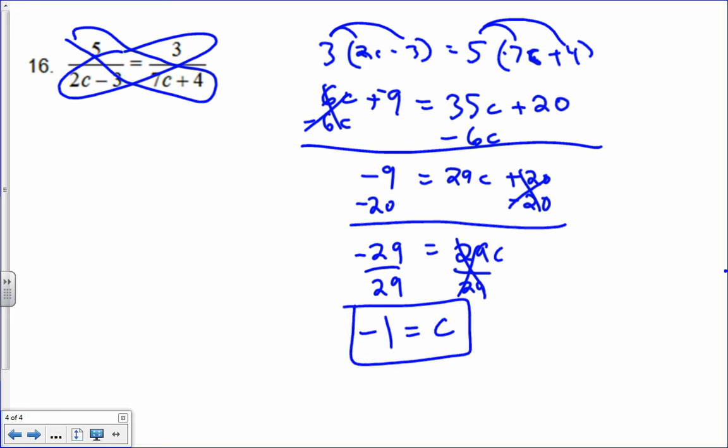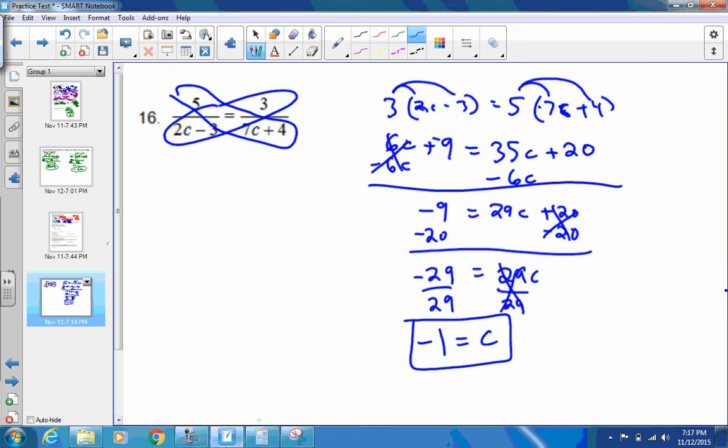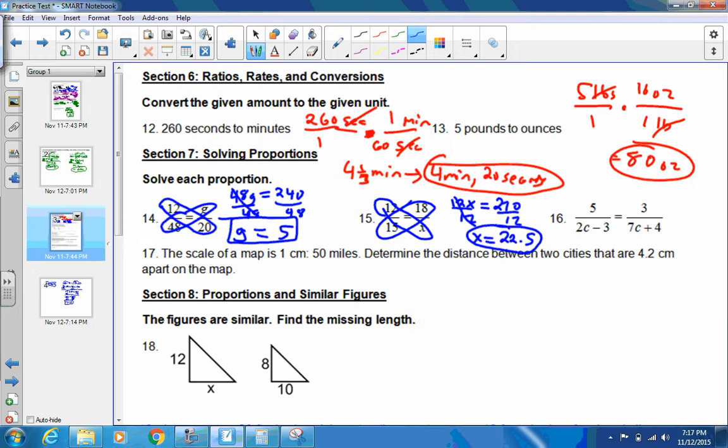A lot of work for that problem. You have to do your cross multiplying and then solve a multi-step equation with variables on both sides. Alright, that is good. Let's go back here and see what we have on this slide. Let's do some more of this.